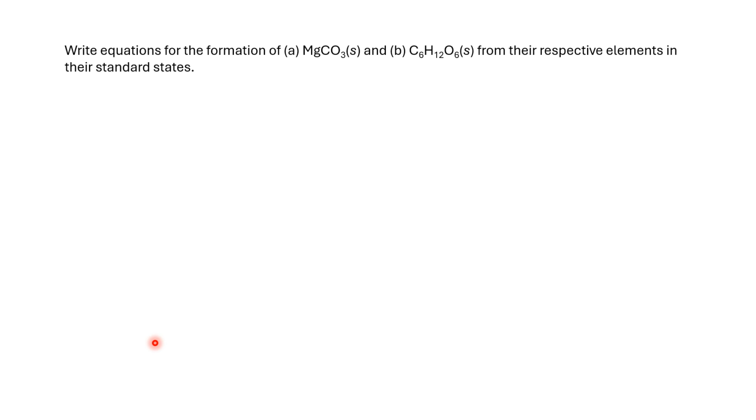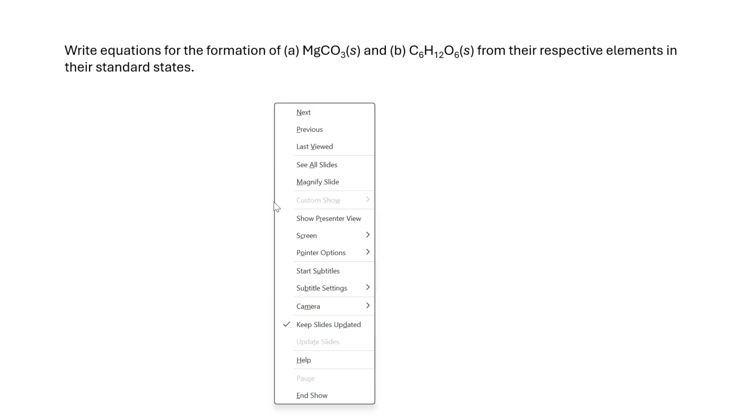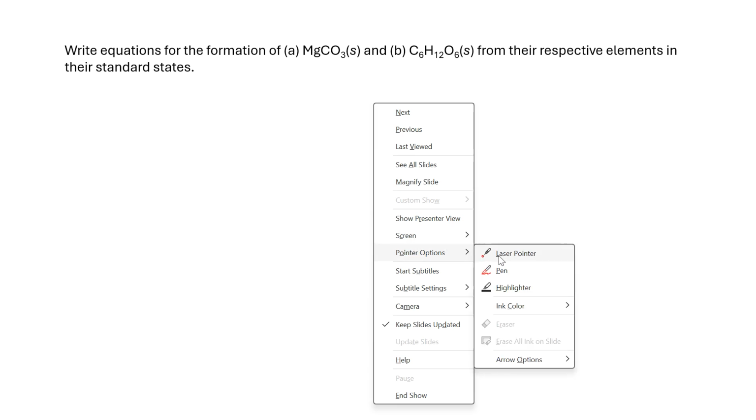Okay, so here's a practice question. It says write equations for the formation of magnesium carbonate and C6H12O6, which I think is glucose. And it says write equations for the formation of each of these from their respective elements in their standard states. Okay, so how do we go about solving this particular problem? Really, there's nothing crazy about it.